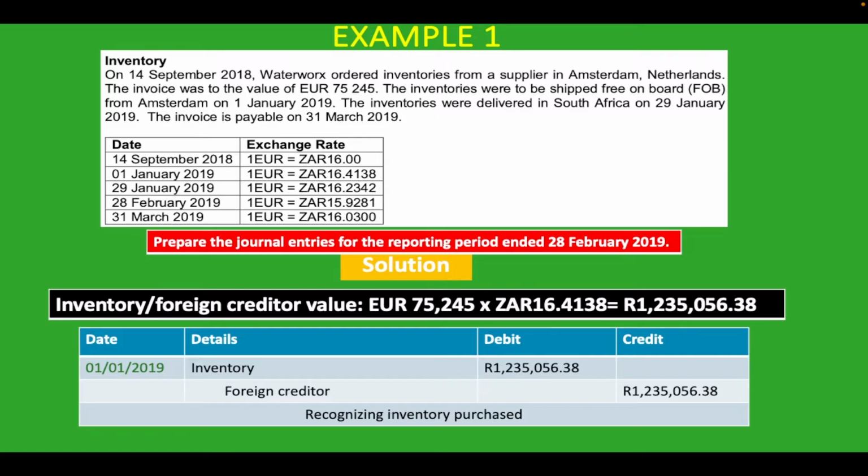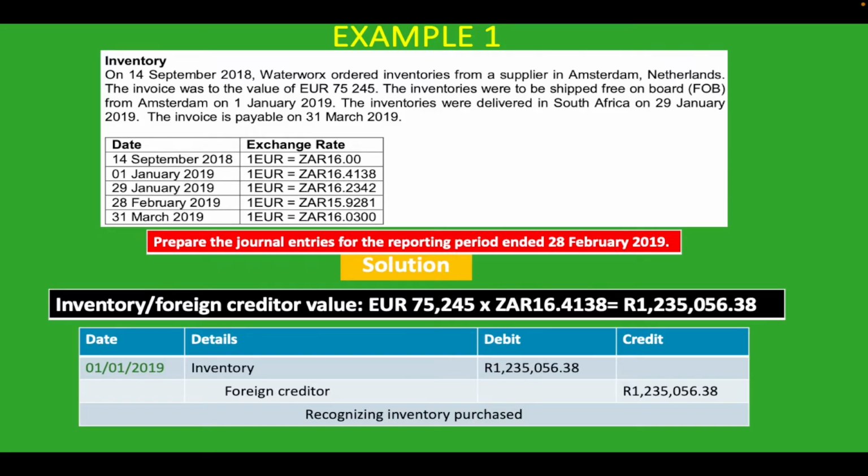That is why I said the term free on board destination or shipping point, or how you are given the information, is one of the most important things when you have to do journal entries. That will determine when you pass journal entries. So on the 29th of January, nothing happened there. No journal entry will be passed because of this statement that we are given, free on board from Amsterdam. So when else are we recording a journal entry?